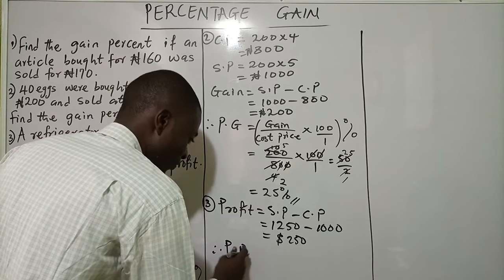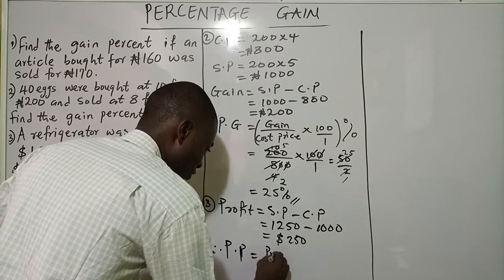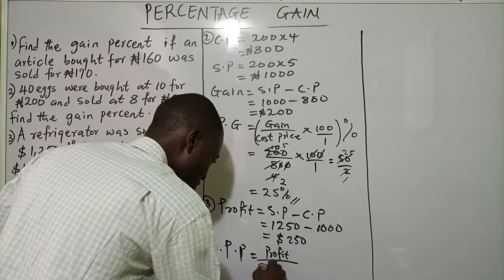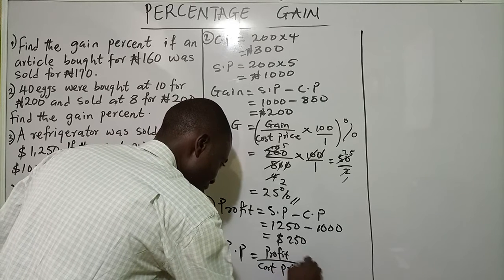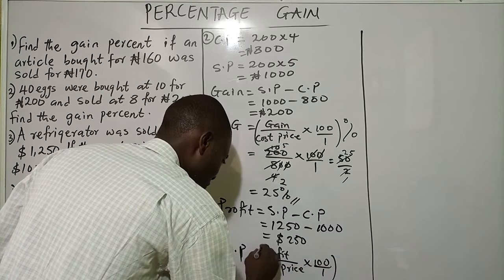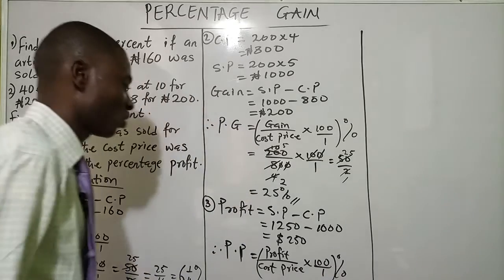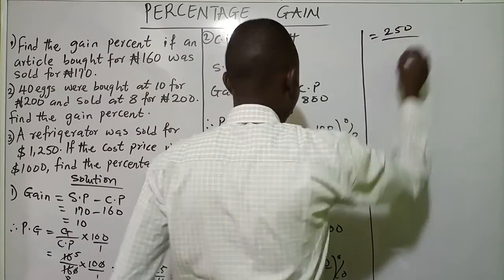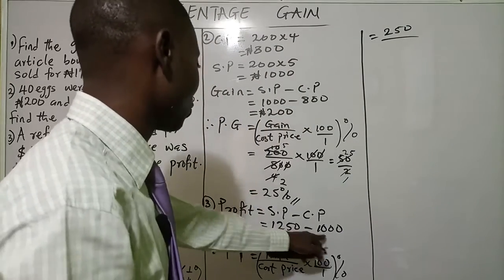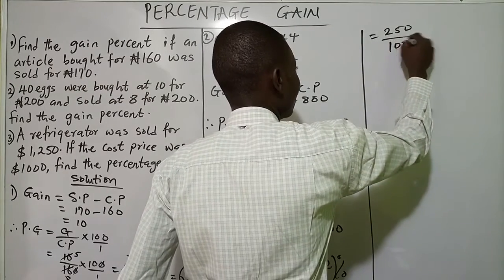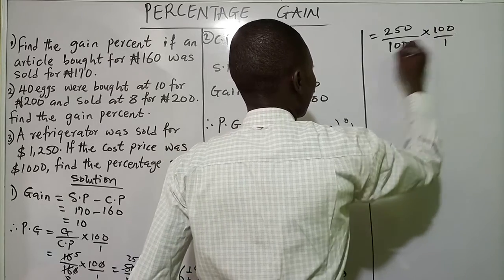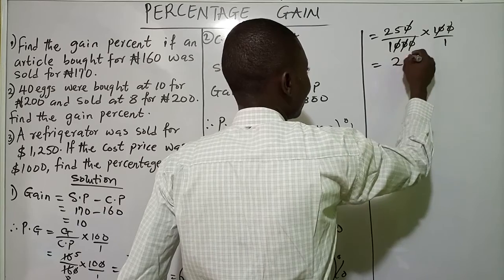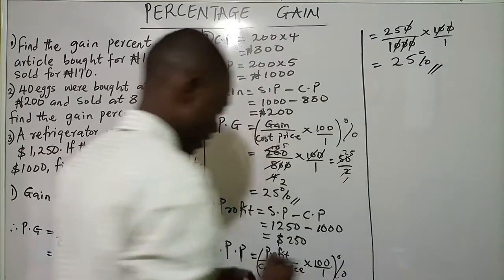Remember, I told us percentage profit or percentage gain is equal to profit over cost price times 100 over 1. So what is profit? 250. We continue from the right: 250 over the cost price. The cost price is 1,000 times 100 over 1. So 0 cancels 0, 0 cancels 0, 0 cancels 0, giving us 25%. And that is our answer.